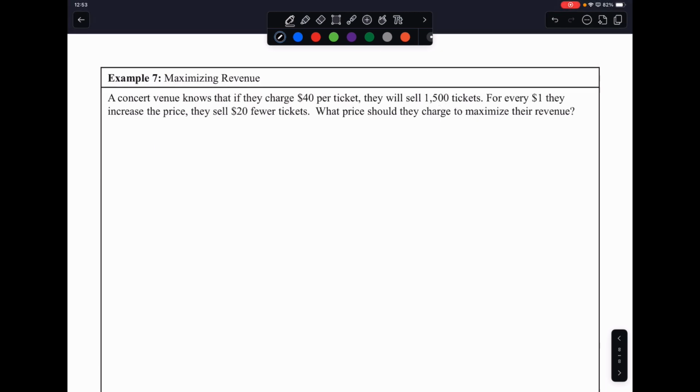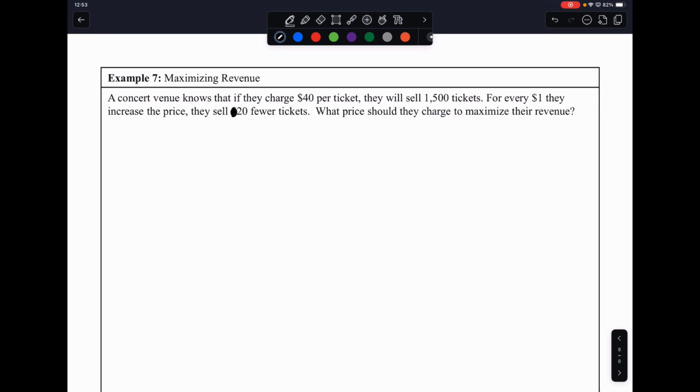Okay, so now let's look at some examples and let's apply this against some real world applications. In the first example, I'm going to maximize revenue. A concert venue knows that if they charge $40 per ticket, they can sell 1,500 tickets. Now, for every $1 they increase the price, they sell 20 fewer tickets. Now, what price should they charge to maximize their revenue?